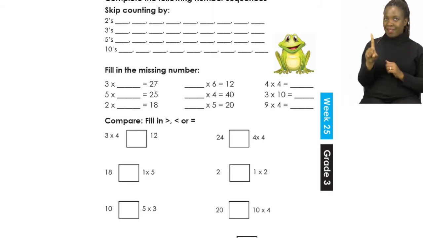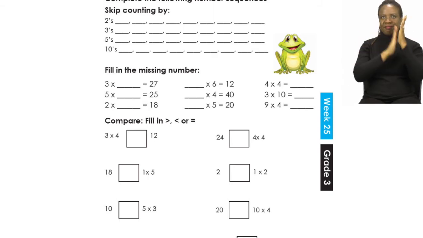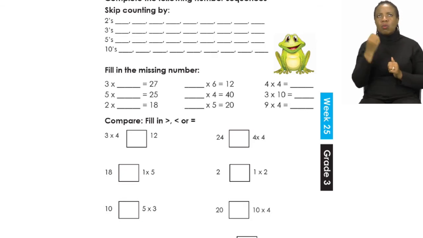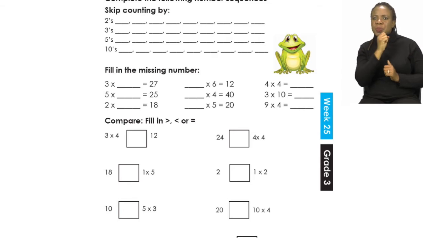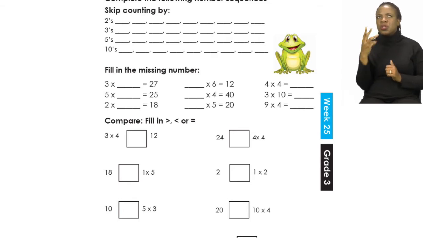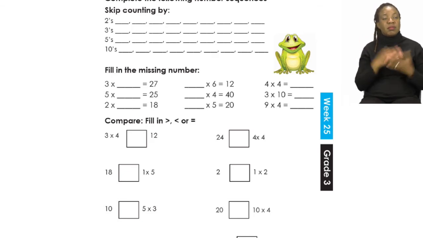So we're going to start by skip counting. Now, when we talk about skip counting, we are counting in that number. So we have been asked to count in 2s, in 3s, in 5s, and in 10s. We are going to count in 3s together.